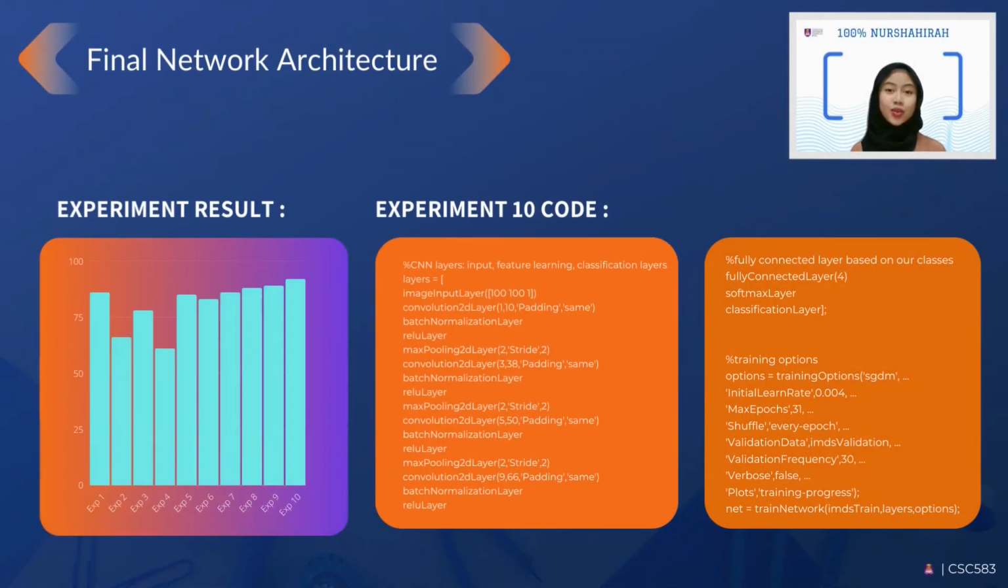Next, the final network architecture. For the testing phase, we choose experiment 10 for our final network architecture as it has the highest accuracy among the other experiments, which is 92%. To get this highest accuracy, we decided to increase the maximum epoch to 31 and also reduce the initial rate from 0.01 to 0.004 as it can produce more accurate results.